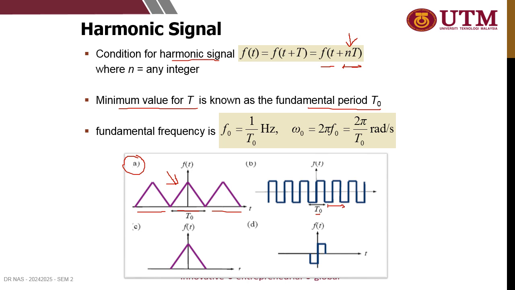Okay, how about C? Is this signal a harmonic signal? Can it be defined as harmonics? Can you see any repetition of this signal? You can see only one signal with a fundamental period of T, but there's no repetition. So C is not a harmonic signal. It's non-harmonic. How about D? You can see only one cycle as well, so it is not harmonic.